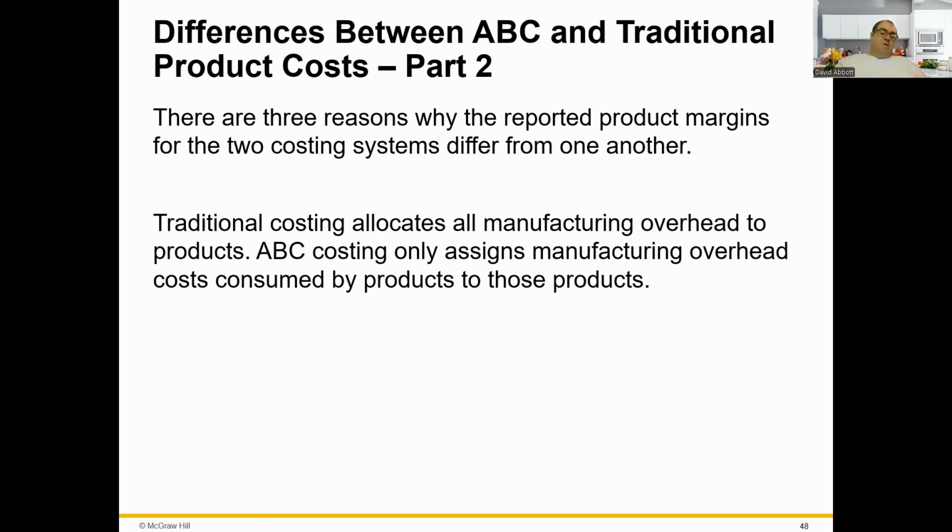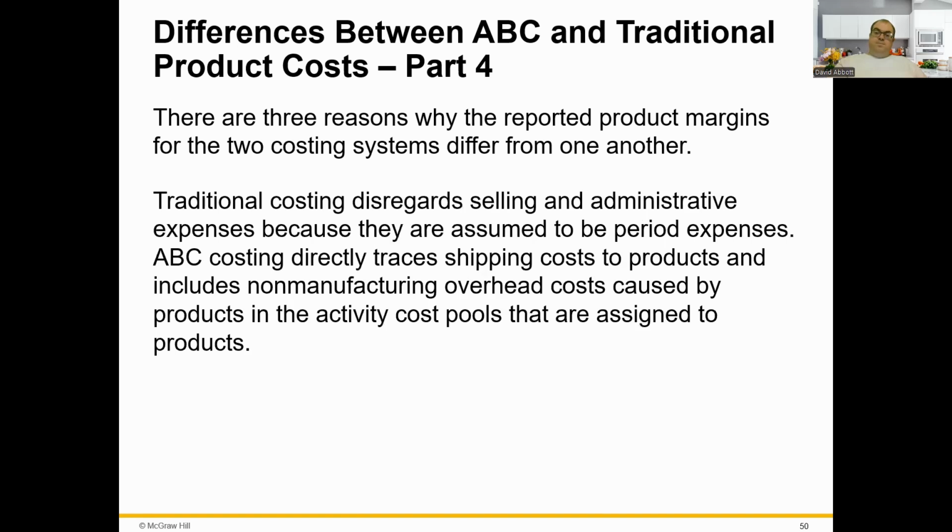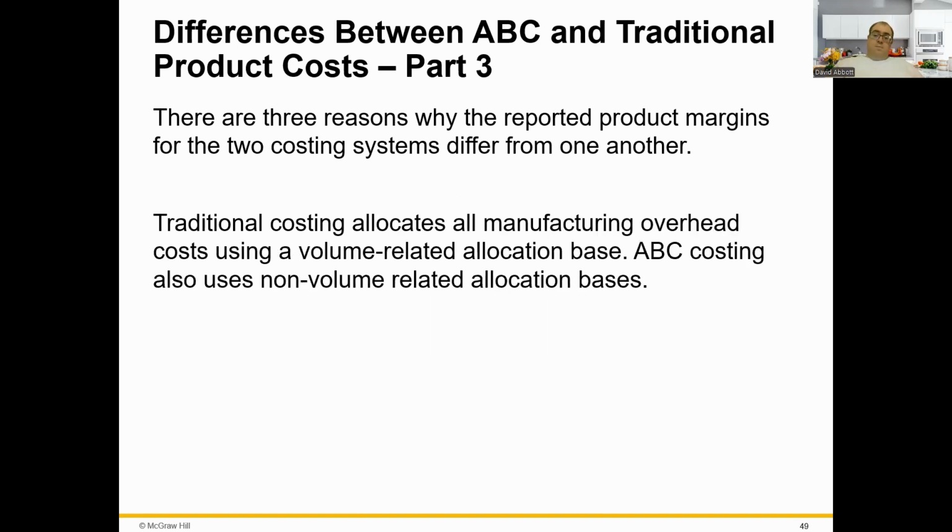The ABC system does not assign the manufacturing overhead costs included in the other activity to products because those organizational sustaining and unused capacity costs are not caused by products. The traditional costing system allocates all manufacturing overhead costs using a volume-related allocation base, machine hours. The ABC system uses volume-related and non-volume-related allocation bases to assign manufacturing overhead to products.